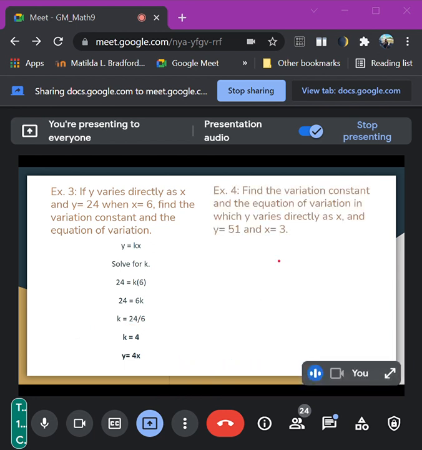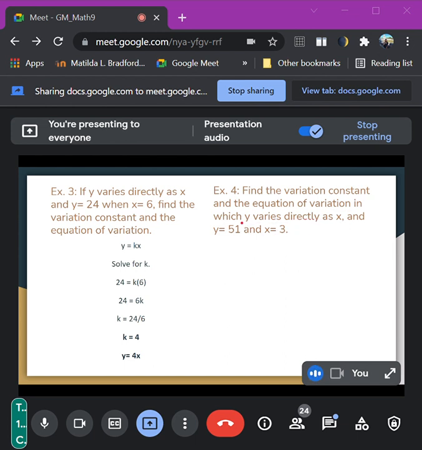We have here, find the variation constant and the equation of variation in which y varies directly as x and y is equals to 51 and x is equals to 3. So, we will still find the variation constant and then the equation of variation. So, it's the same, only the question is twisted. You will start with this part first, class.